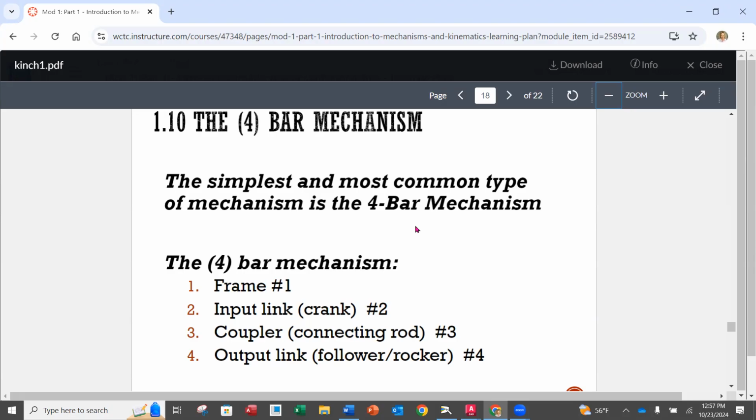So it could be a crank where it goes around in a full circle, and that's going to be our number 2. Our third link then in a 4-bar mechanism is going to be the coupler or connecting rod, sometimes referred to, and that's going to be number 3. And then our last one is going to be whatever the output is, and that's going to be number 4. So traditionally, that's how we number, okay?